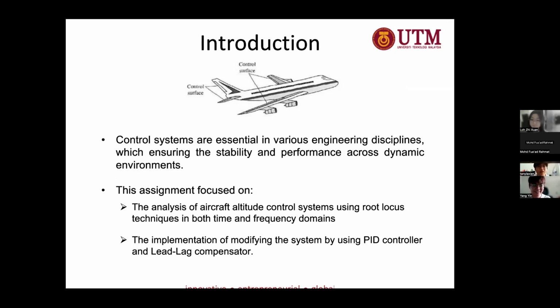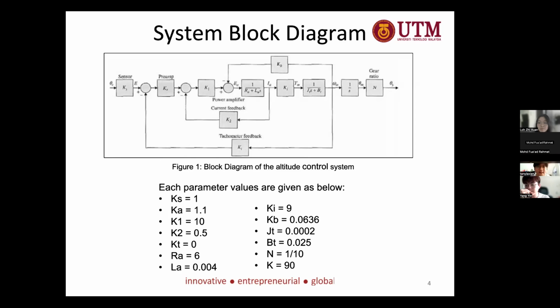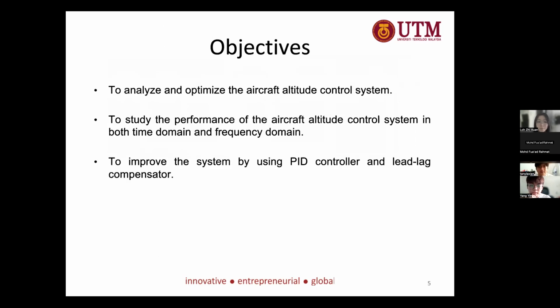Okay. So in this assignment, we basically focus on the analysis of the aircraft altitude control system by using the root locus technique in both time and frequency domain, and also the implementation of modifying the system by using a PID controller and also a lead lag compensator. Next. And this is the system block diagram as well as the parameter values given.